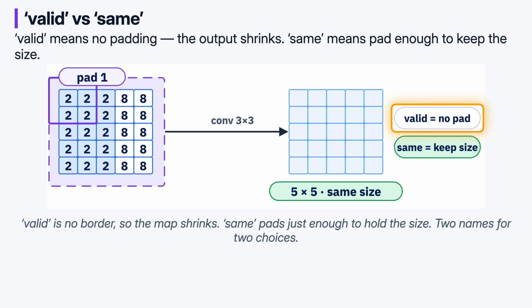PyTorch has 2 names for this. Valid means no padding, so the map shrinks. Same means pad just enough to keep the size. 2 names for 2 choices.